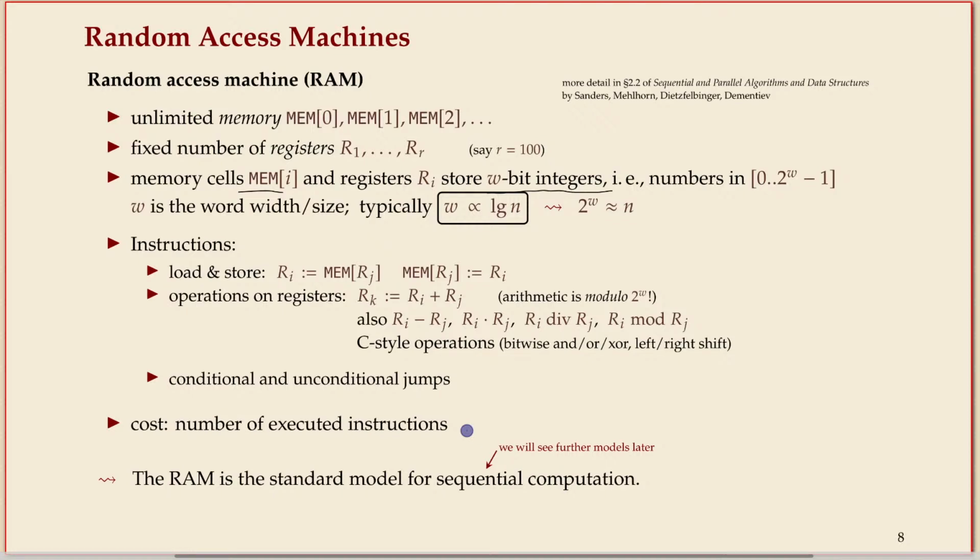The cost in the model, how long does a program take? In this model it is assumed to be exactly the number of executed instructions. So again, for the experts, I'll point out that accessing memory here is assumed to take constant time, and it is as fast as doing arithmetic. That's often not true in reality, but as a first order approximation, that's what we assume here.